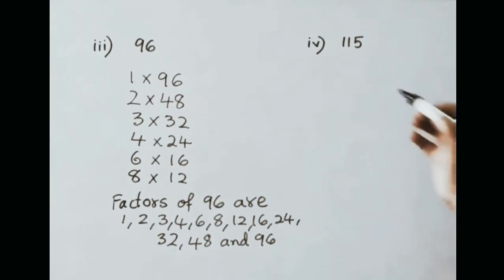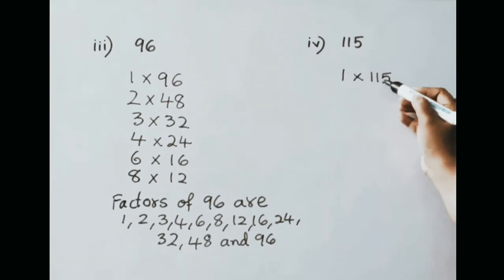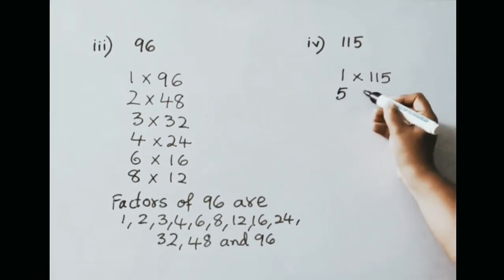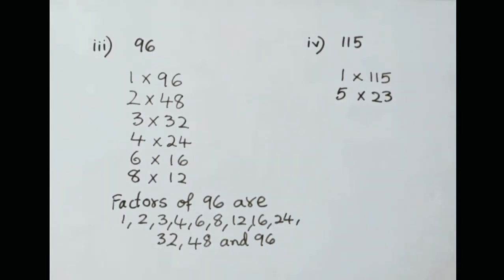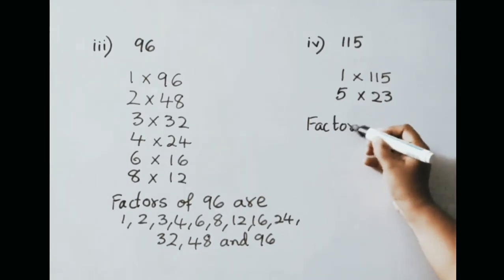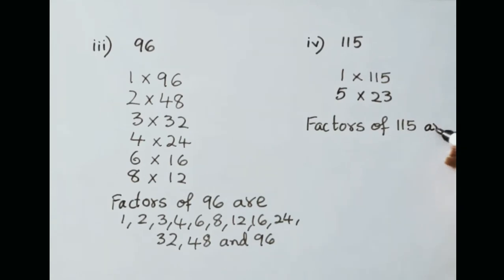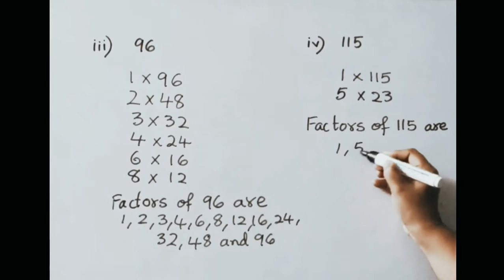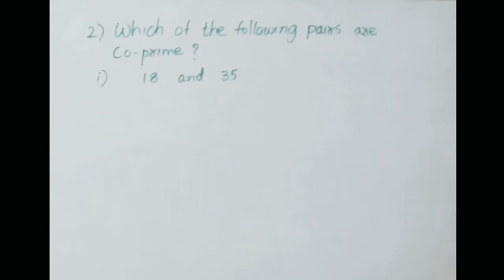Now let us see factors for 115. Write down 1 into 115, 5 into 23. 115 has only 4 factors, so factors of 115 are 1, 5, 23 and 115.